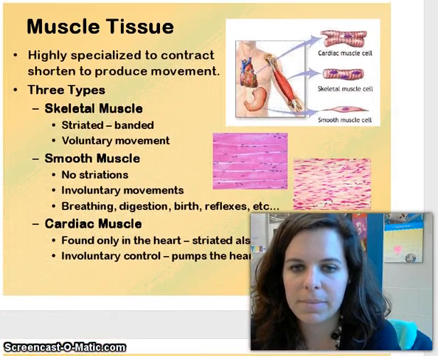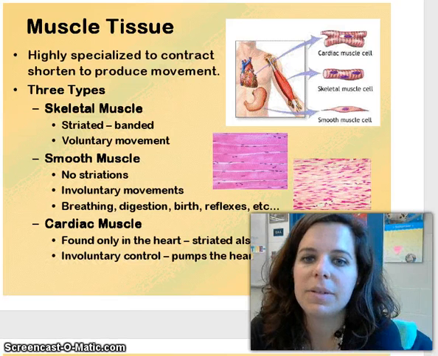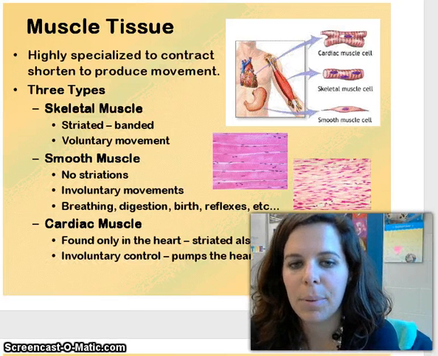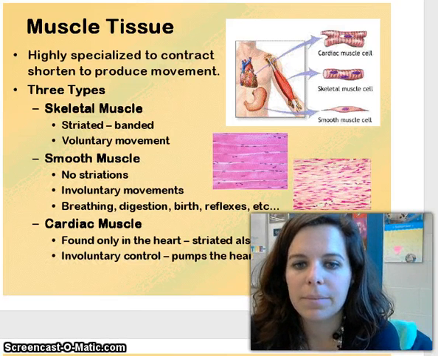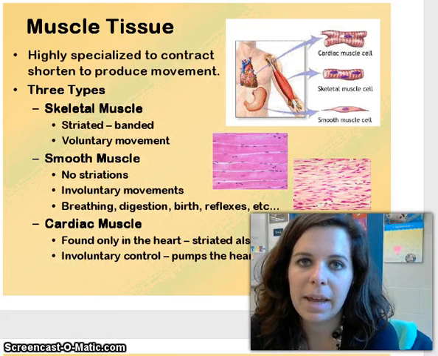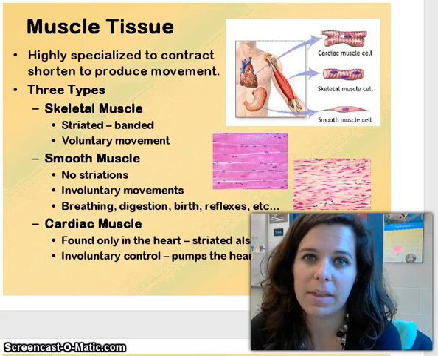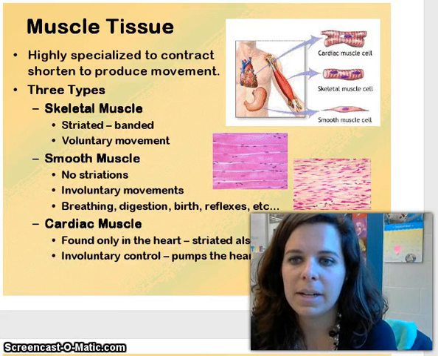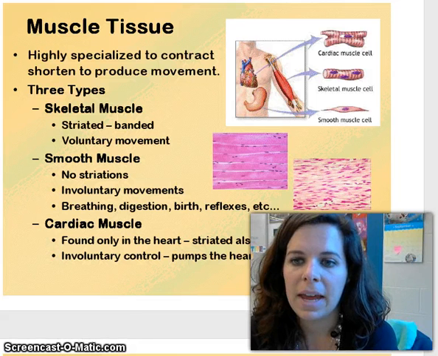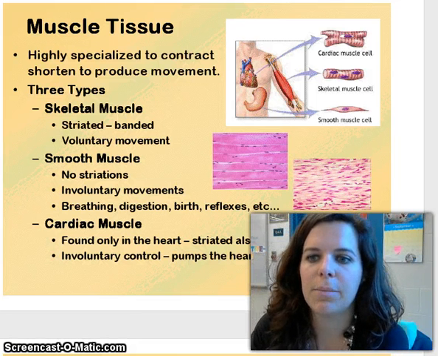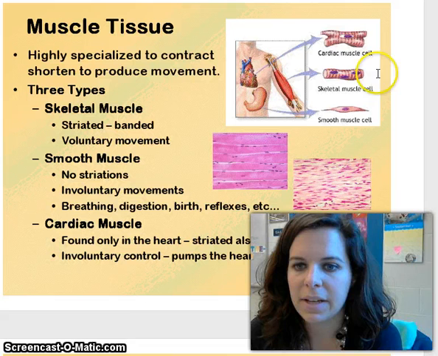The third tissue type is muscle tissue. Muscle tissue is a very highly specialized cell type or tissue type. And there's three types of muscle tissue. There's skeletal muscle, which is usually what we think of when we think of muscles. It's striated, meaning there's stripes on it, and it functions in voluntary movement. So this is a picture of skeletal muscle here.